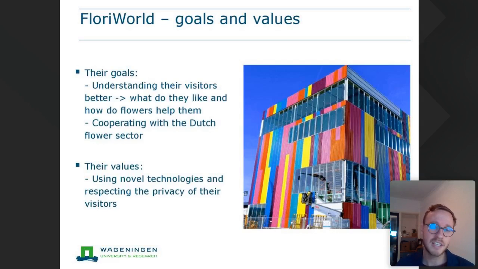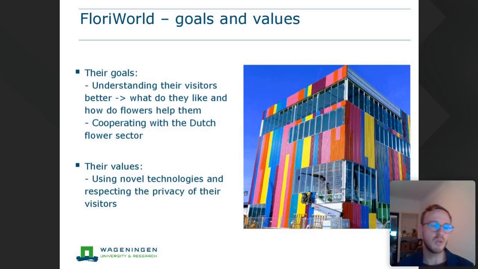So in this case, Flurry World has two goals. They want to understand their visitors better. So they would like to know what do the visitors like in terms of flowers, but they would also like to know how do the flowers potentially help them. So in this sense of biophilia, how does a very flowery room around us actually lower our heart rate and benefit us and our health.